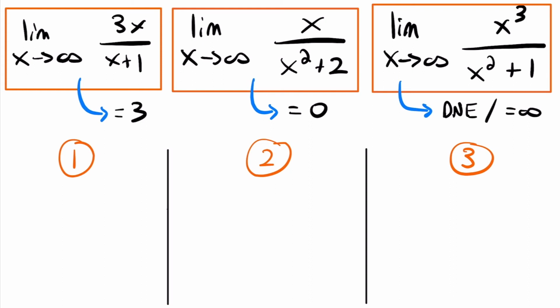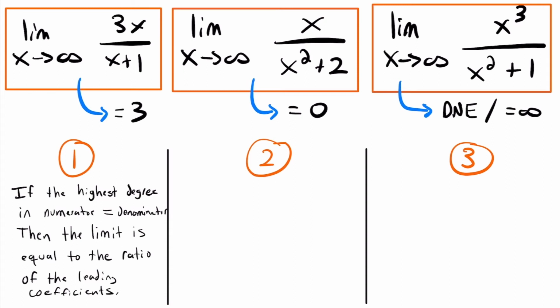Because as you'll notice, these 3 limits here are the past 3 examples that we have looked at, each of them with their respective answers. And so let's look at these guidelines here. The first one says that if the highest degree in the numerator is equal to the highest degree in the denominator, then the limit is equal to the ratio of the leading coefficients.